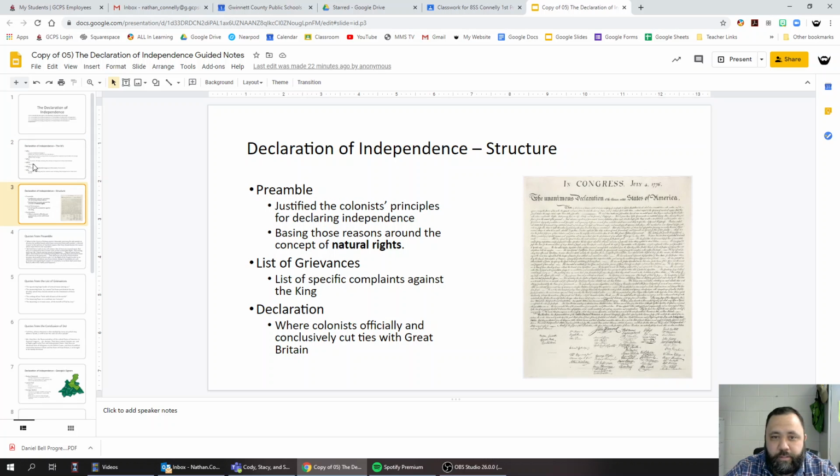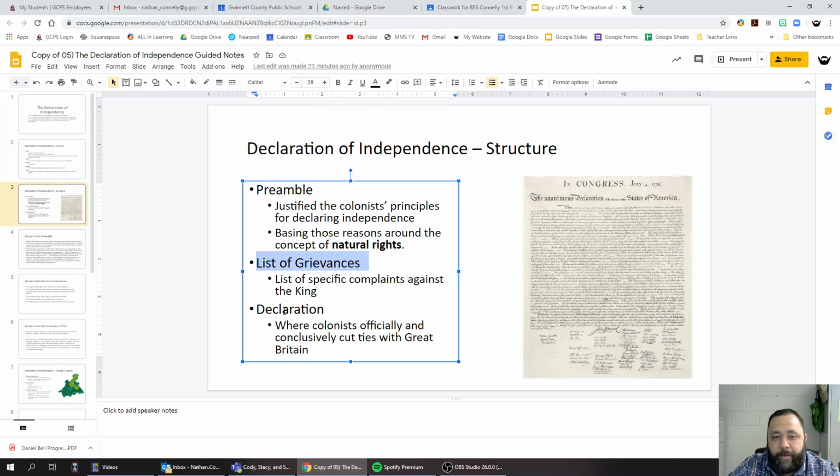So what does it look like? What is it? How is it broken down? If you look over here in the picture, it looks like just one giant block of text. And technically that is exactly what it is. But it is broken into three primary parts that you'll need to know for the test, both what they are and what they say. And that is the preamble, the list of grievances, and the declaration.